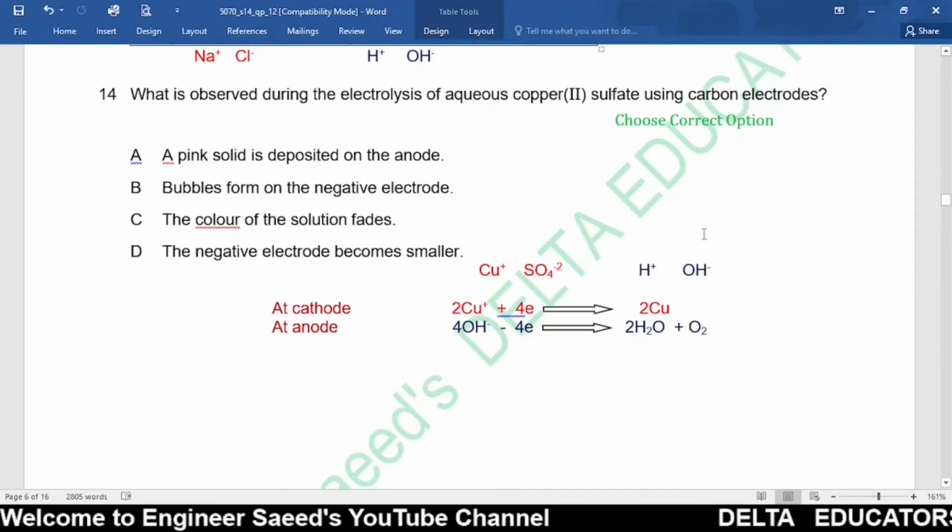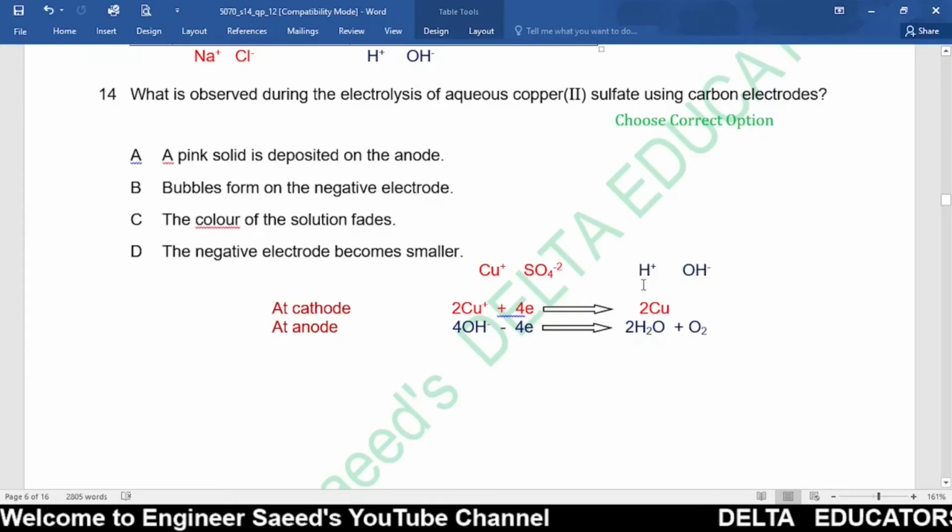Question number 14. What is observed during the electrolysis of aqueous copper sulfate using carbon electrodes? Aqueous copper sulfate means here we have copper ion and sulfate ion. From copper sulfate and from aqueous we have hydrogen and hydroxide ion. Now here we have two positive ions that are copper ion and hydrogen ion, two negative ions that are sulfate ion and hydroxide ion. Towards the cathode, positive charge will migrate. Now we have two positive charge copper ion and hydrogen ion.